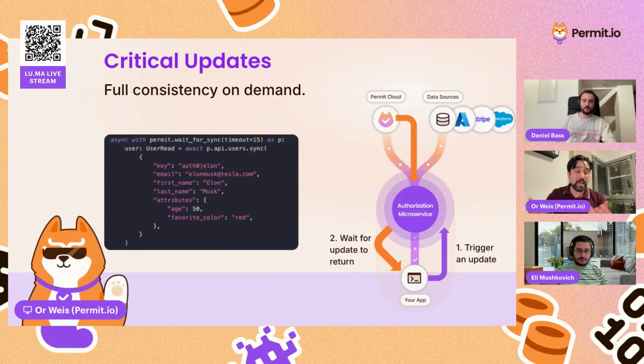All right, so this was the critical updates feature and the new ability to have full consistency on demand, and basically have mixed consistency as you need, and not have to choose on day one if you're going to have full or eventual.